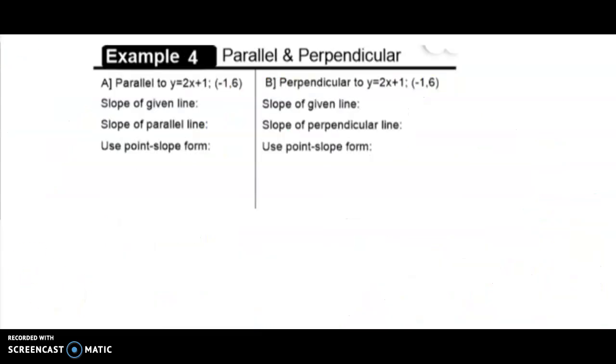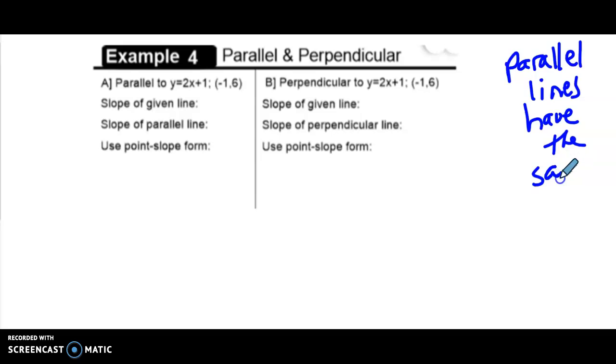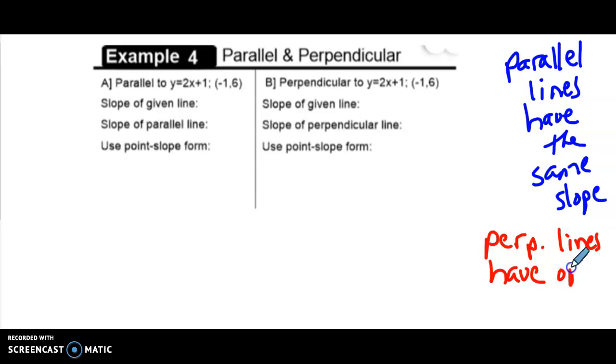Okay, let's try the last example, parallel and perpendicular. Remember, parallel lines have the same slope. We learned that last section. Do you remember what perpendicular lines have? Perpendicular lines have opposite reciprocal slopes.